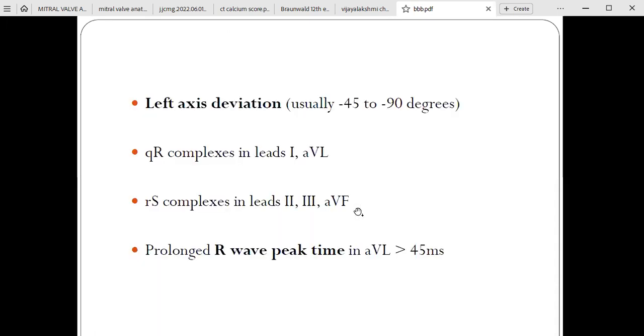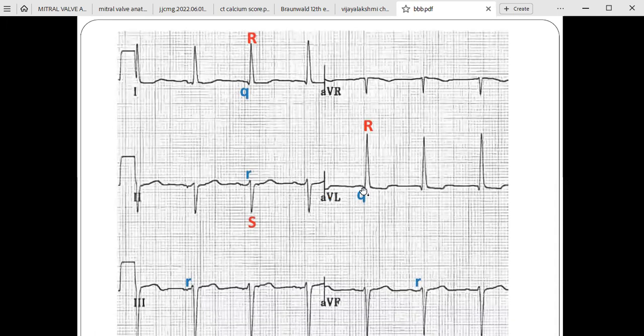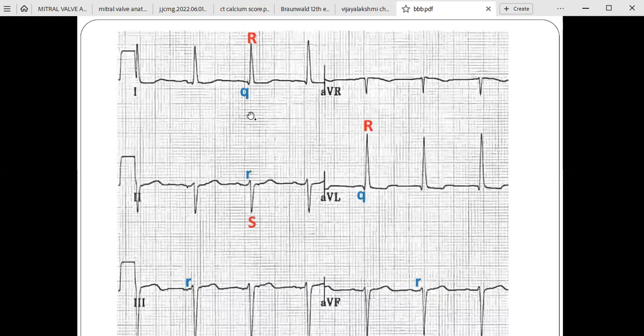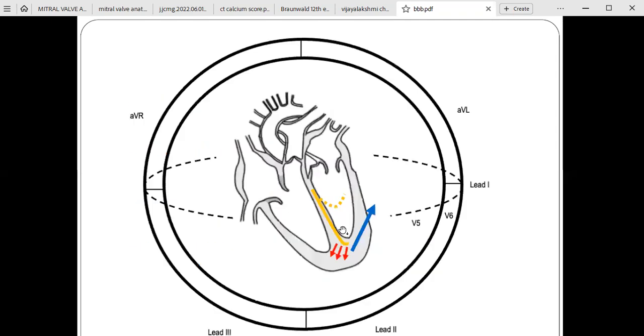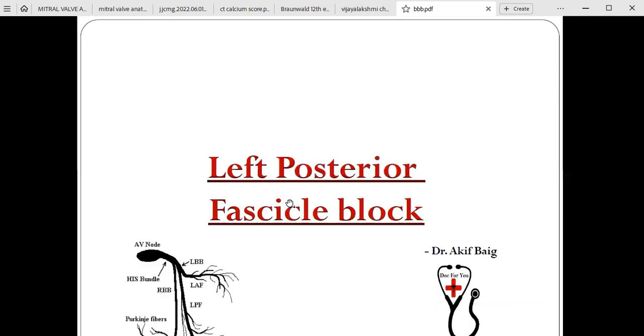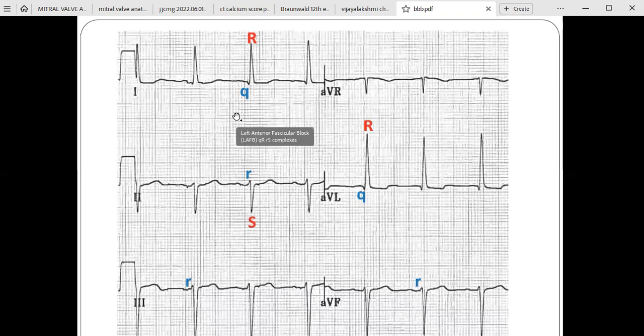Prolonged R wave peak time occurs because R wave peak time is nothing but the interval from the start of the QRS to the peak of that. This R wave peak time will be more than 45 milliseconds because there is a delay in ventricular depolarization because of a left anterior fascicular block. So you can see here in lead 1 and AVL, because the dominant direction, the major ventricular depolarization, is in this direction, you will see a positive R wave. And in the inferior leads, you will see a small R wave and a deep S wave. This is suggestive of a left anterior fascicular block.